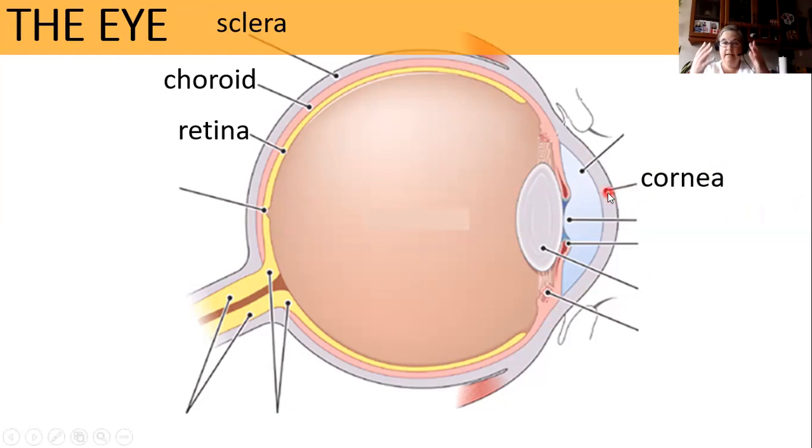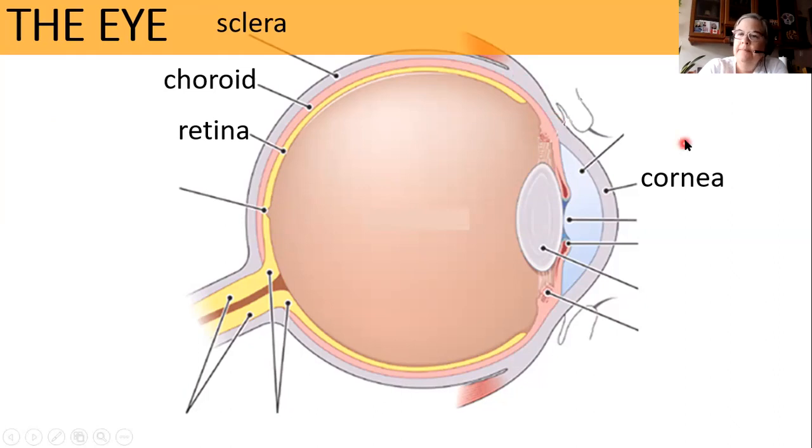It's called the cornea. Now the cornea, you can't really see it because it's clear, right? It's transparent, but it actually is an extension of the sclera. The sclera is white, the cornea is clear, but really they're the same thick fibrous material.